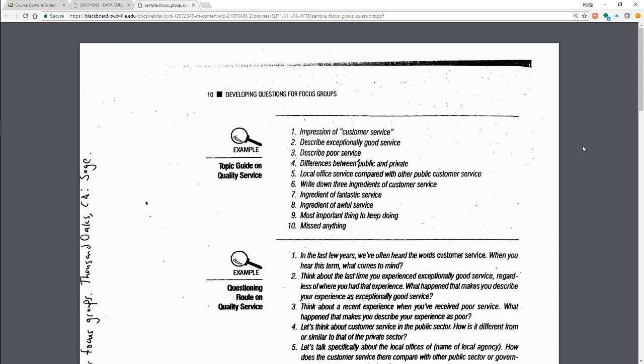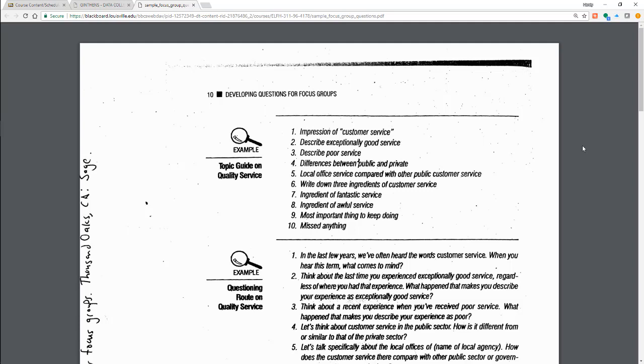So there is an example of a topic guide on quality service. Okay, so the topic is quality service, and so here are some questions. Impressions of customer service: describe exceptionally good service, describe poor service, differences between public and private service, and of course, local office service compared with other public customer services. And of course, this is very focused, so you would have to tweak it to fit your need. But the point is, it's just giving you the ideas. Colloquially, you would definitely form this in a way of a question, so that when you are asking somebody, you are not just making statements.